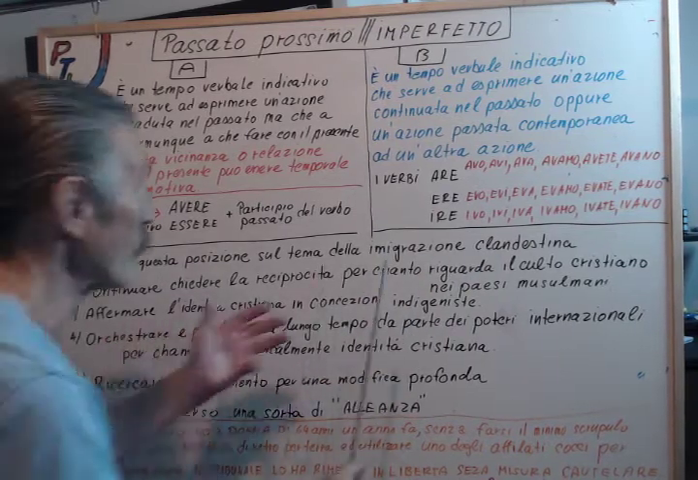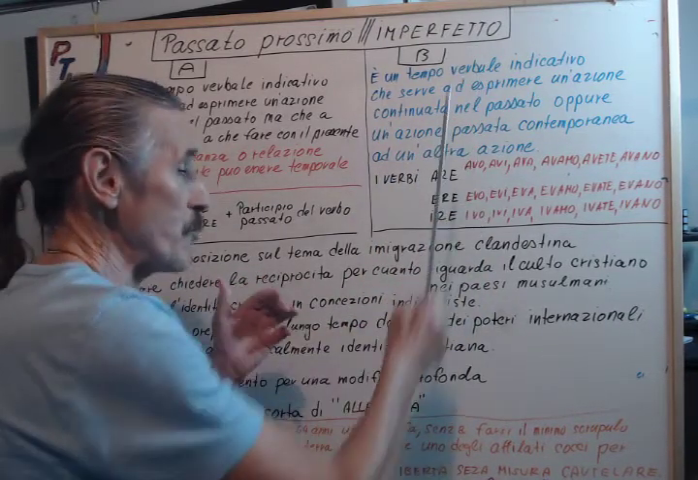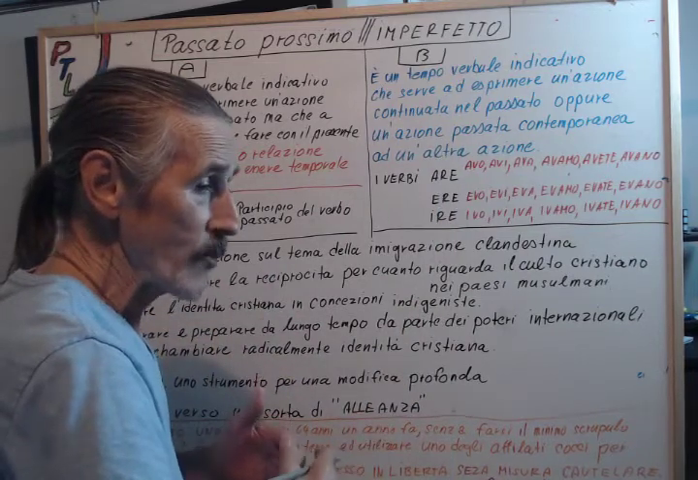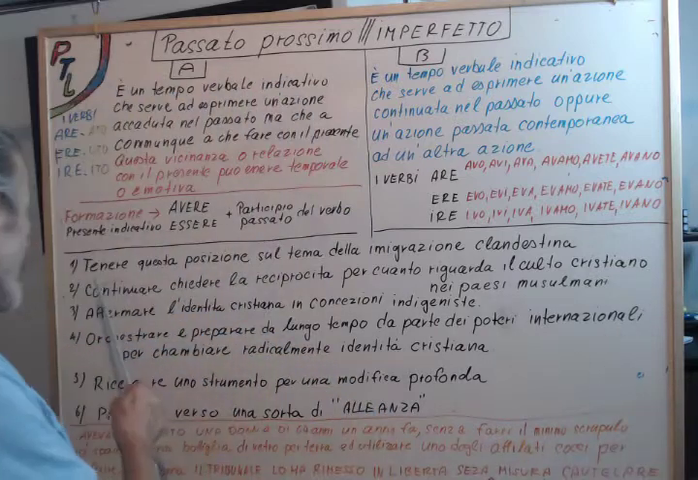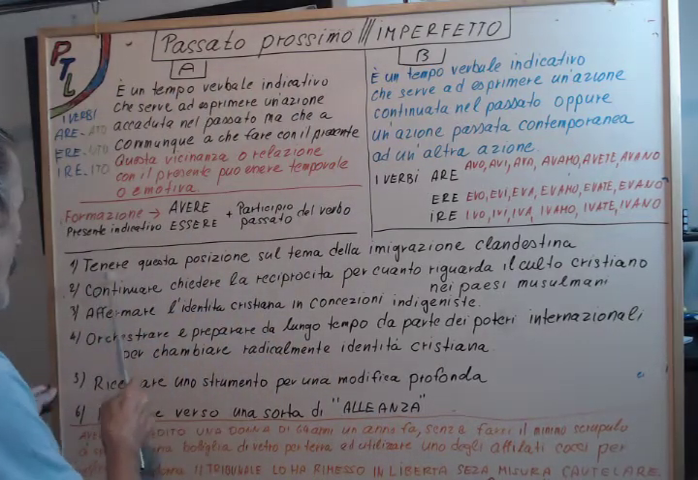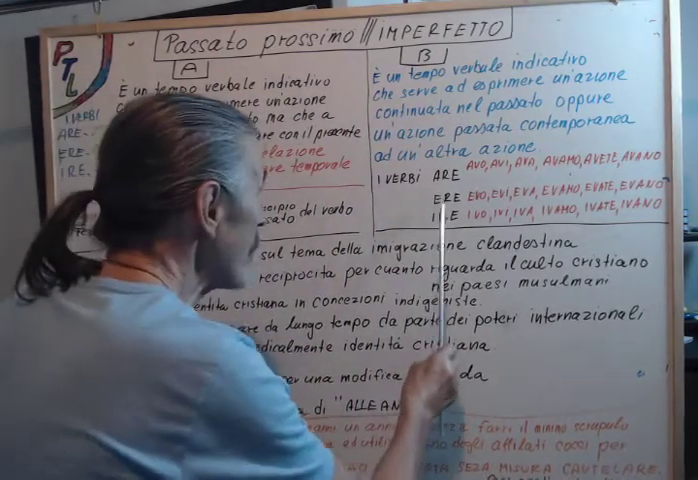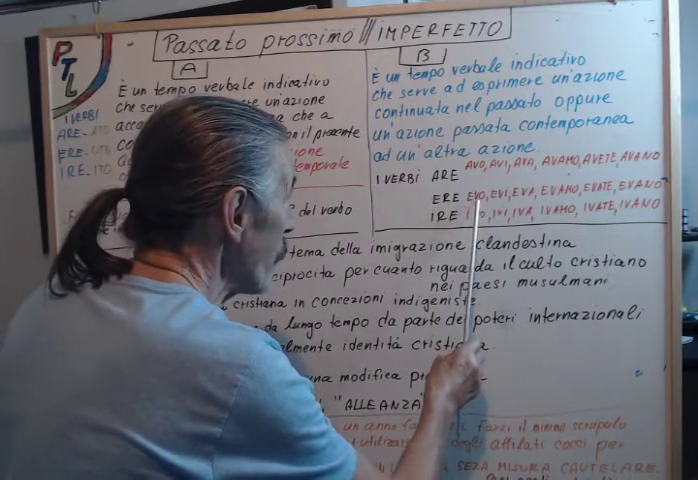Or if I would like to place it into imperfetto, which means that I would describe the action of holding this position in the past for a certain amount of time, I would take this verb tenere, remove ere, and put evo if it is me.